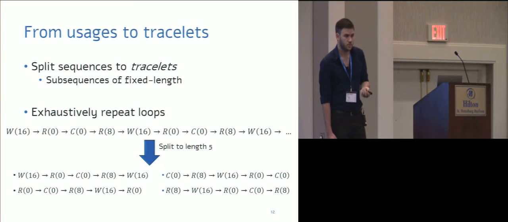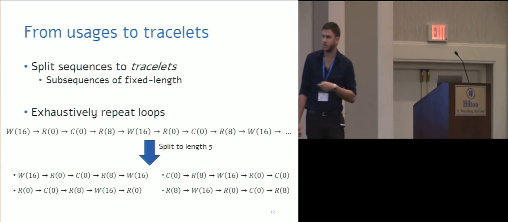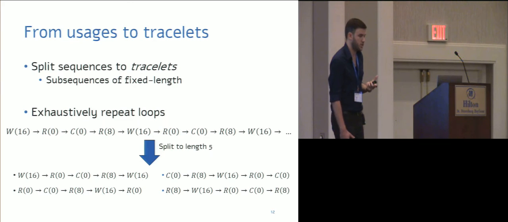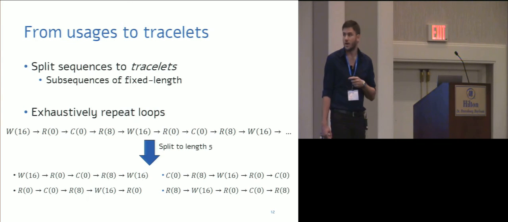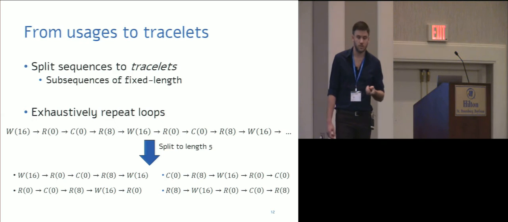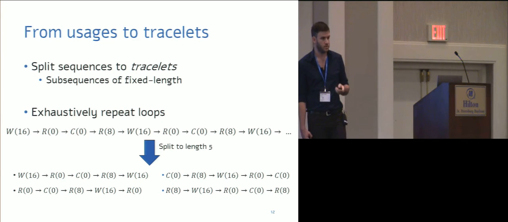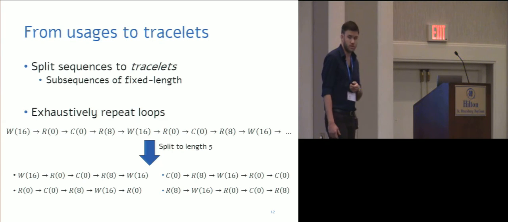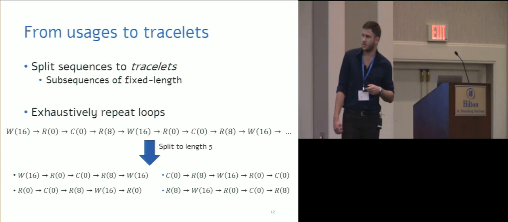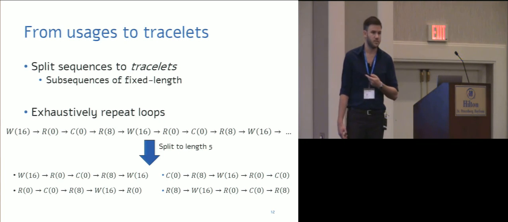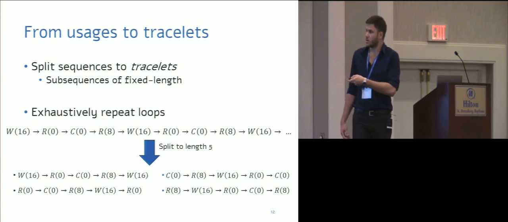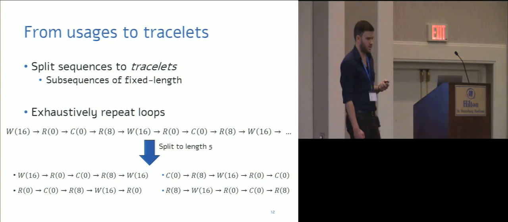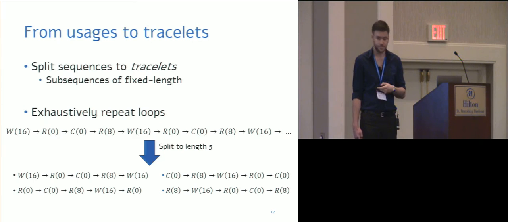Okay? So to bound the length of such sequences, we're going to split them into what we call tracelets, which are essentially subsequences of a fixed length. And whenever we encounter a loop, we can just exhaustively repeat that loop until we've extracted all possible tracelets from the loop. So if we take the unbounded sequence we saw before and split it into tracelets of length 5, we get the 5 tracelets you see at the bottom, and you can see for yourself that there aren't any other tracelets that we may have missed.